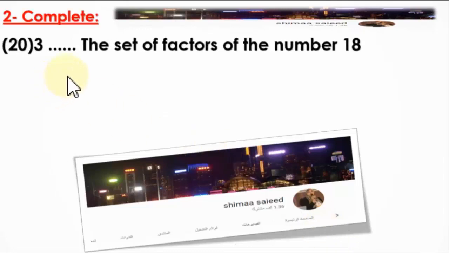Three, the set of factors of the number 18. Tell me about the factors of number 18. 1 and 18, 2 and 9, 3 and 6. So the factors is the set of 1, 18, 2, 9, 3, 6. 3 belongs to the set of factors of the number 18.